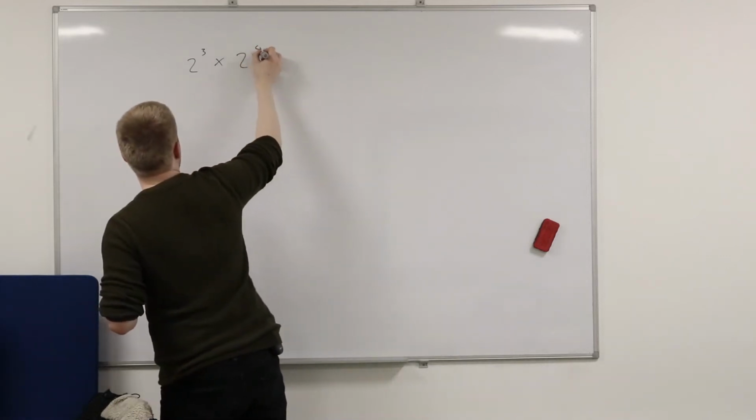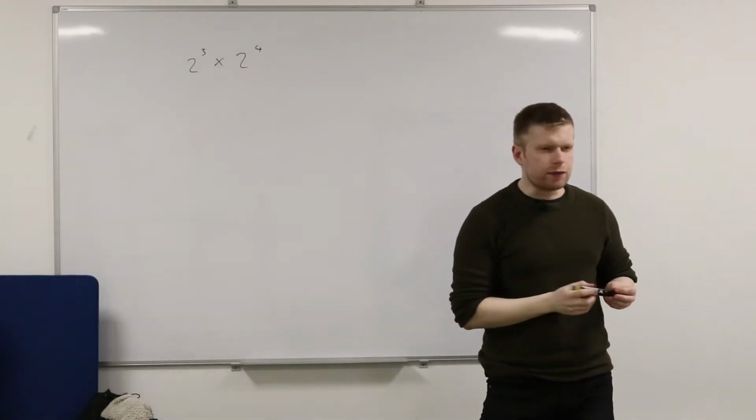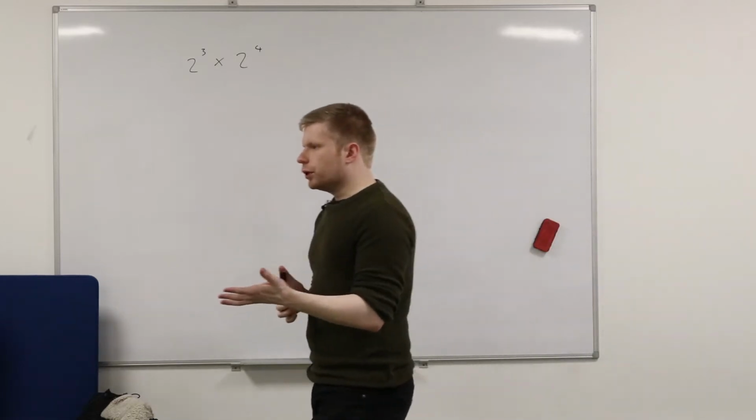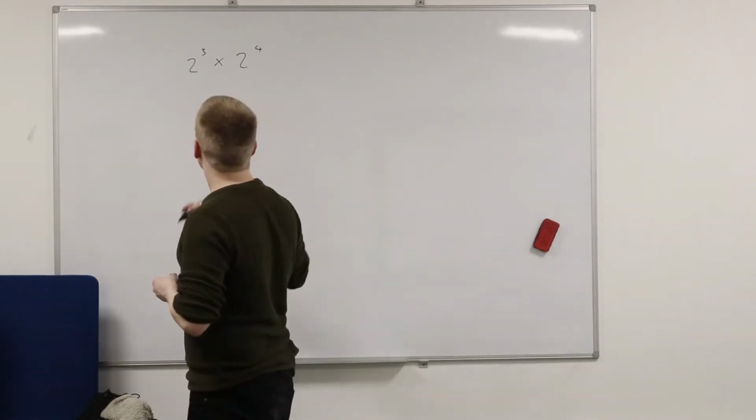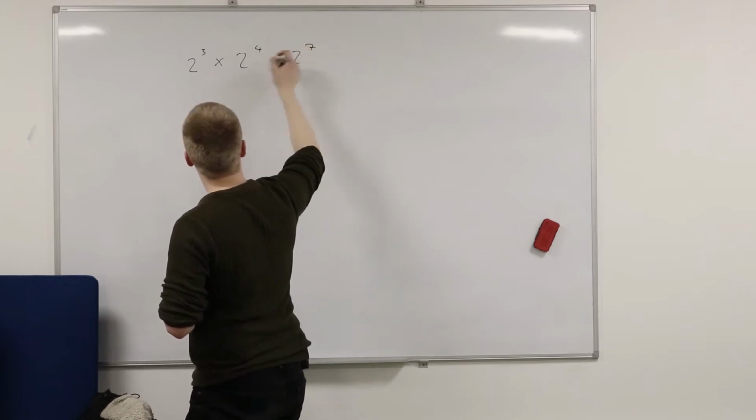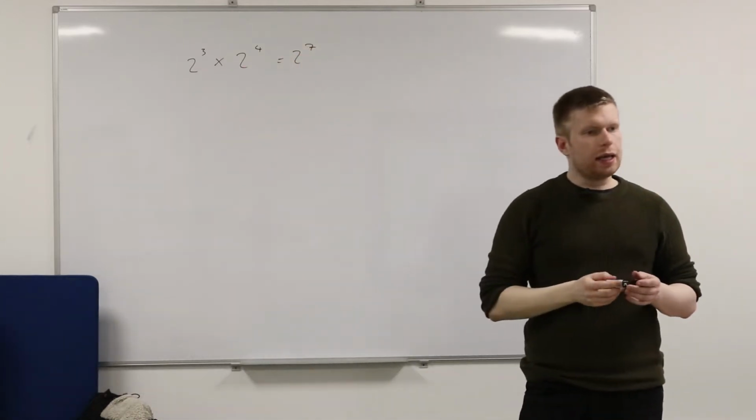If I wrote down 2 to the power 3 multiplied by 2 to the power 4, like we've done with our indices together, what would this be equal to? 2 to the power 7. Good. Yeah, because you just simply add together the powers. Now here is the idea.